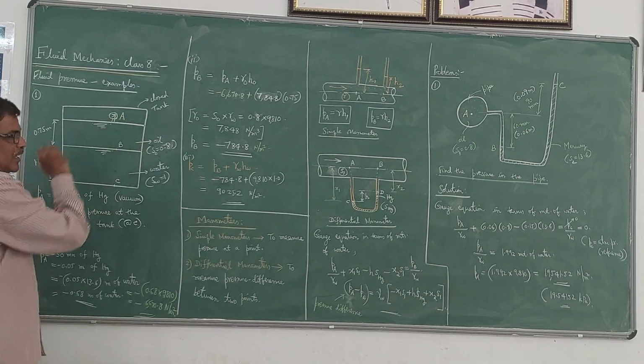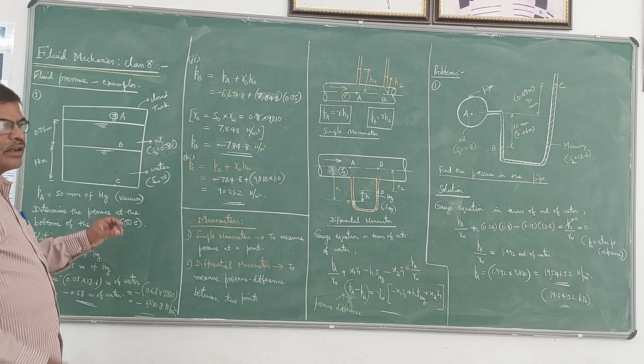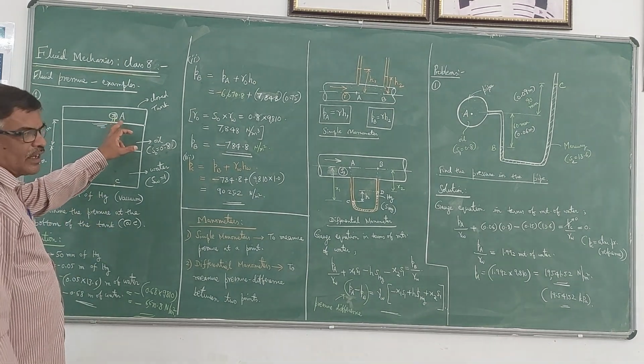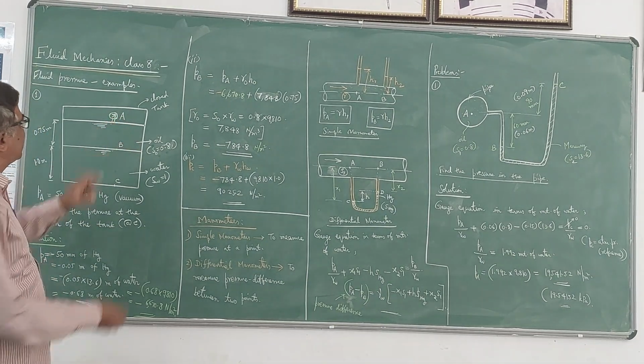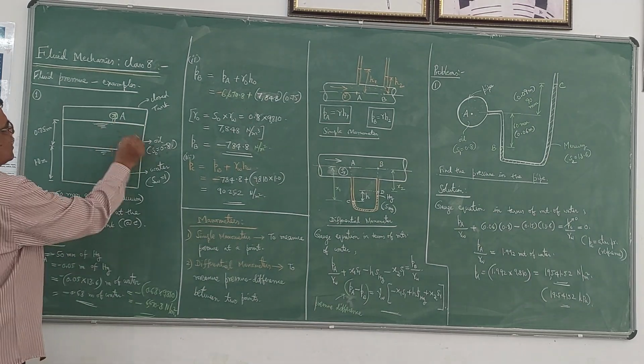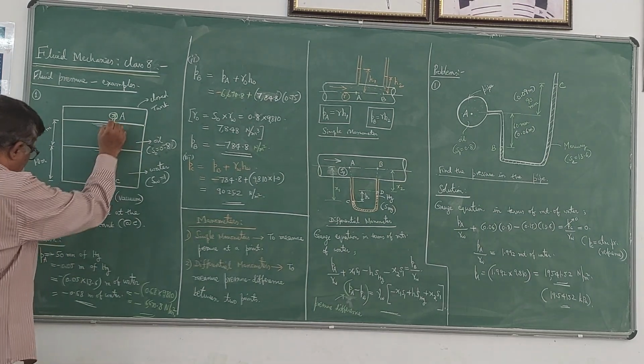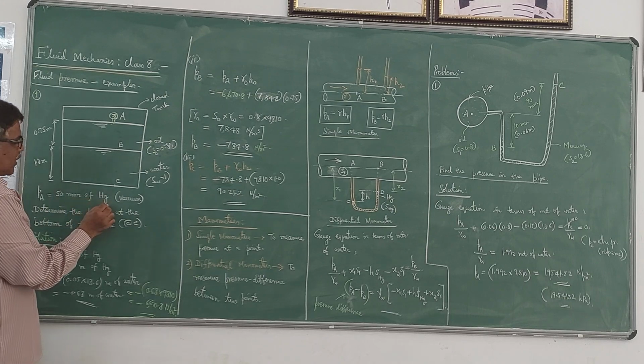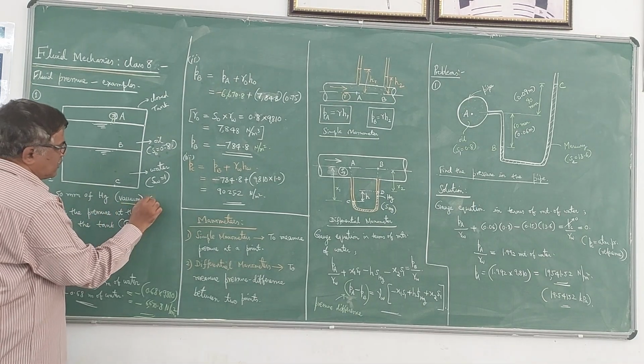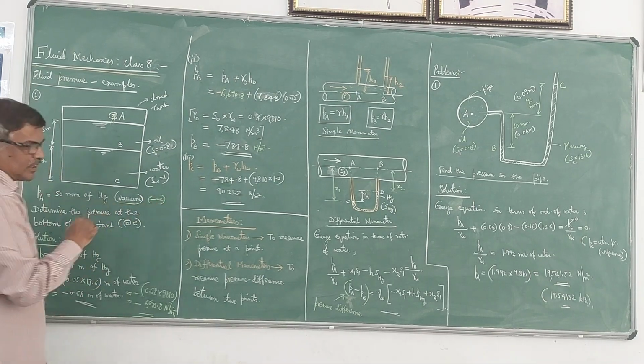There is a dial gauge there, a pressure gauge there. The pressure at that point A at the top of this oil surface is given as 50 millimeter of mercury, but it is vacuum. Vacuum means it is negative pressure, suction pressure.